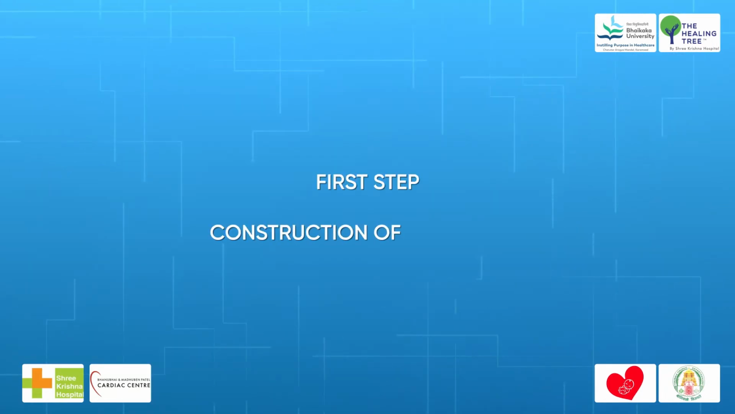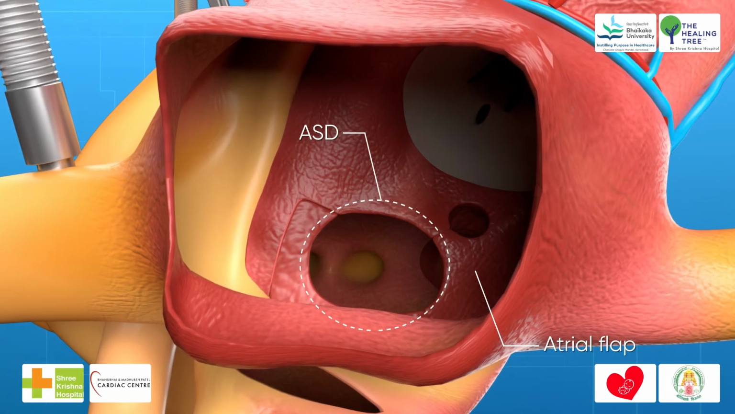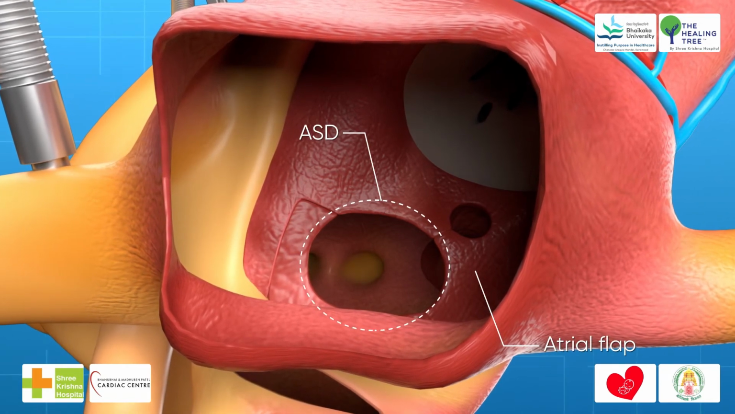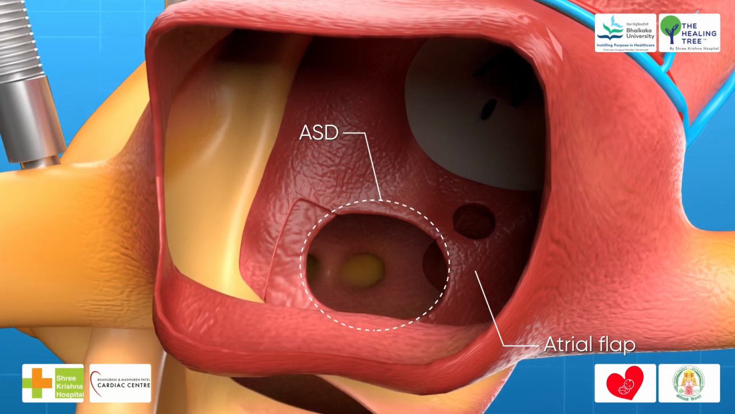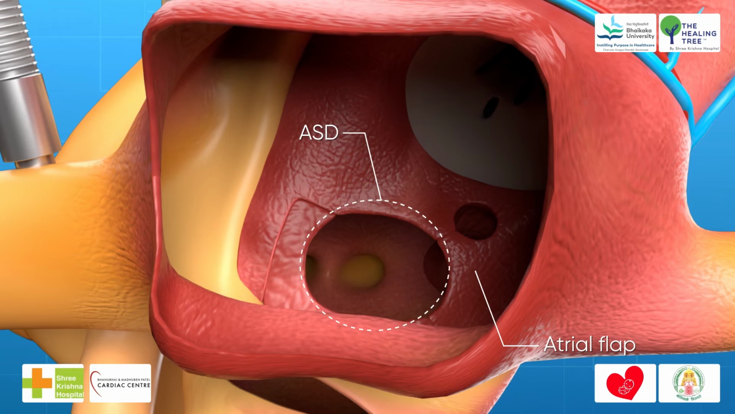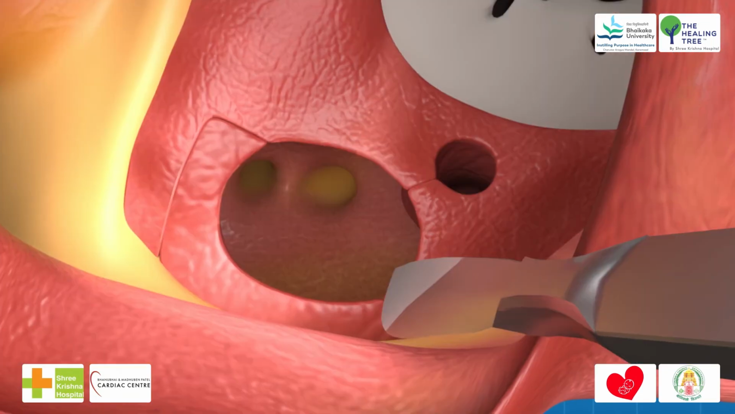First step, construction of atrial flap. Atrial flap is created from the limbic tissue anteriorly toward the superior and inferior aspects of each respective right pulmonary vein. This flap remains attached at the interatrial groove. Detach the septal flap.